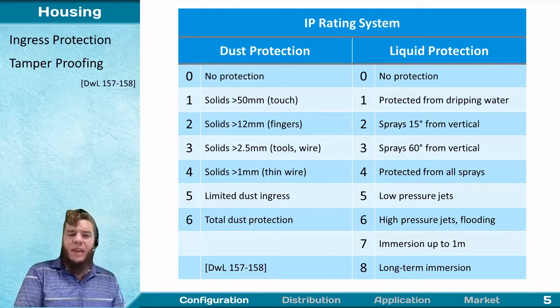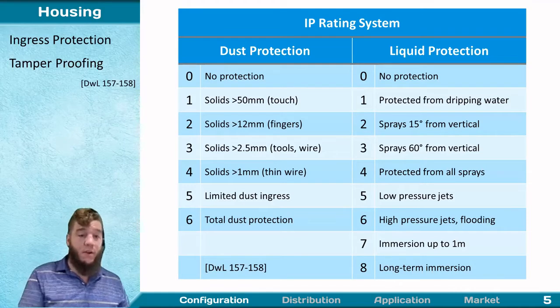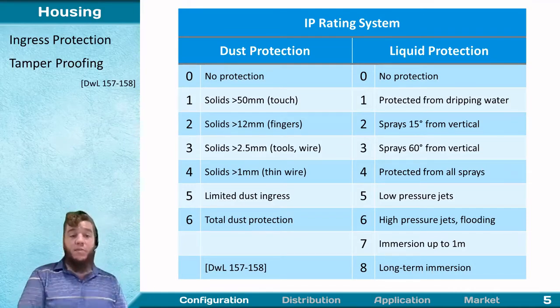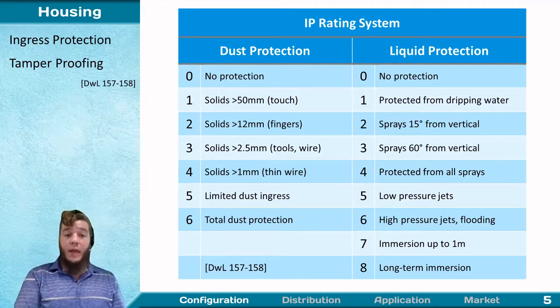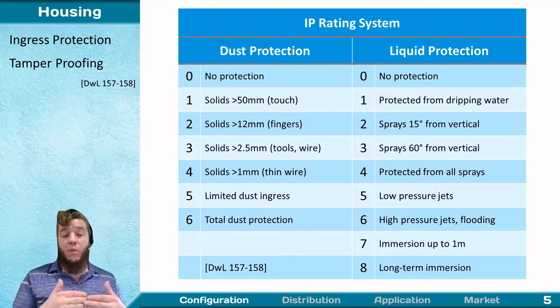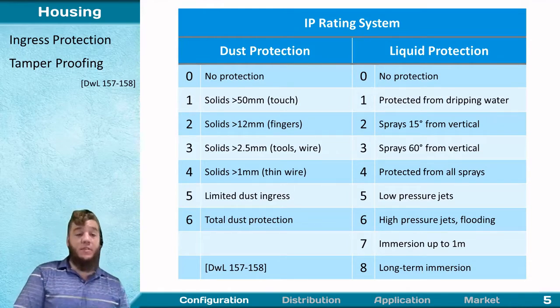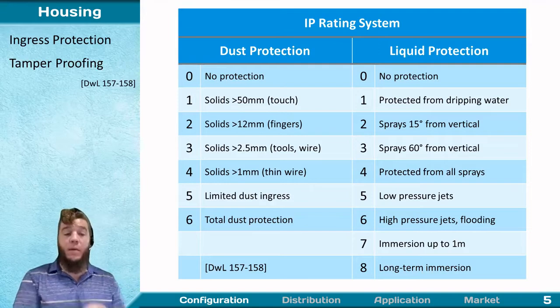Okay, let's dig into some of those specific configuration options, starting with the housing. There are two major aspects we're concerned with on the housing: ingress protection and tamper proofing. It's very common, especially in institutional fixtures, that you can set it up with a tamper proof exterior, which is going to make it more difficult to get into that luminaire. You can also get lenses and diffusers that can take a hit from a baseball bat.